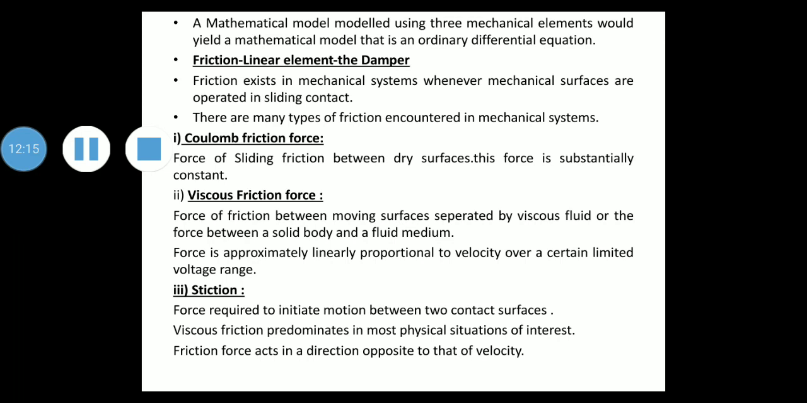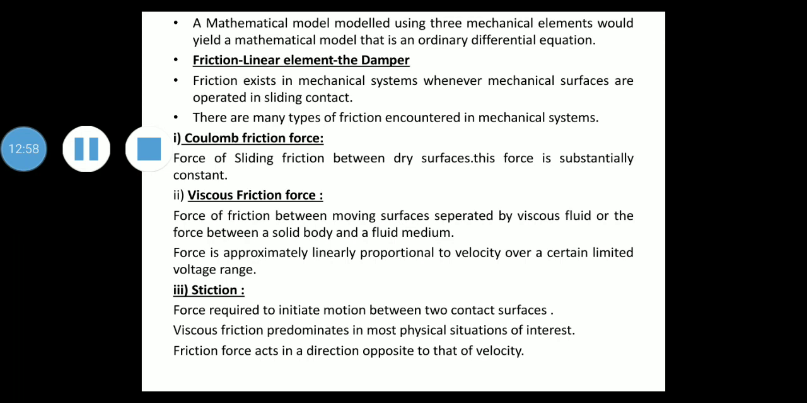So the friction encountered in physical systems may be of many types. One, Coulomb friction force, the force of sliding friction between dry surfaces. This force is substantially constant. Second, viscous friction force, the force of friction between moving surfaces separated by viscous fluid, or the force between a solid body and a fluid medium. This force is approximately linearly proportional to velocity over a certain limited velocity range.